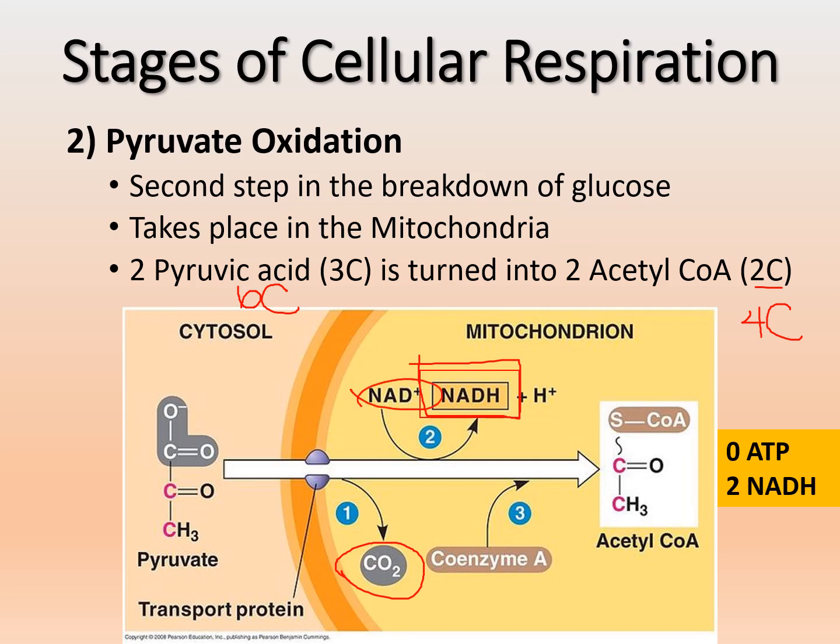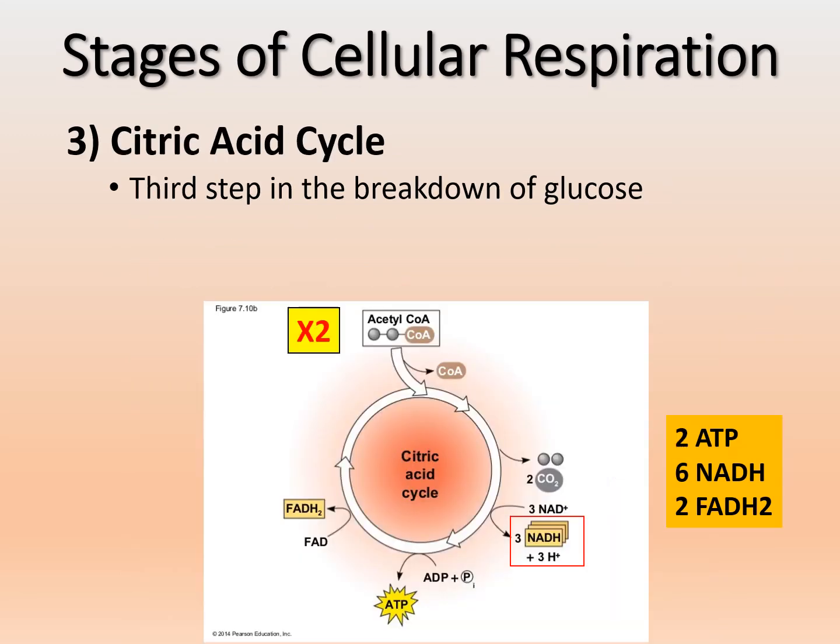But we did make some more NADH. Okay, so we got another NAD in there to pick up some electrons that are falling off. Okay, and we've energized those guys to go to the electron transport chain. So we don't get any ATP out of this, but we do charge up those NADs, and we get some acetyl-CoA. And acetyl-CoA is going to be very important because it's what's going to go into the citric acid cycle.